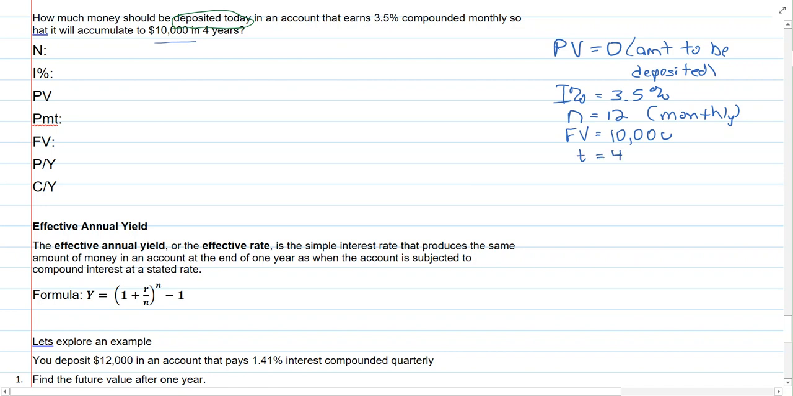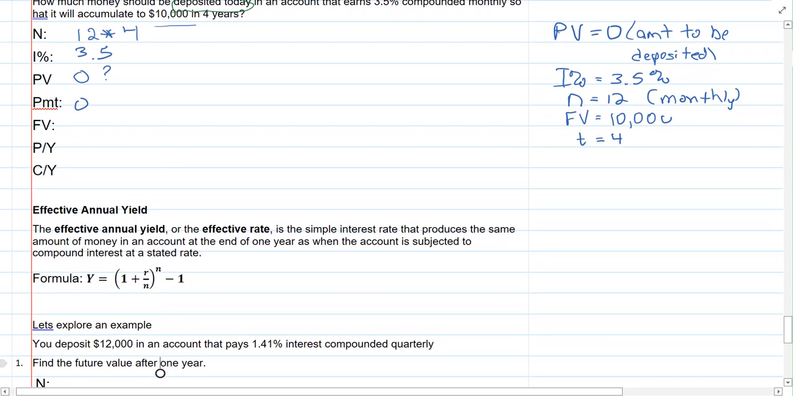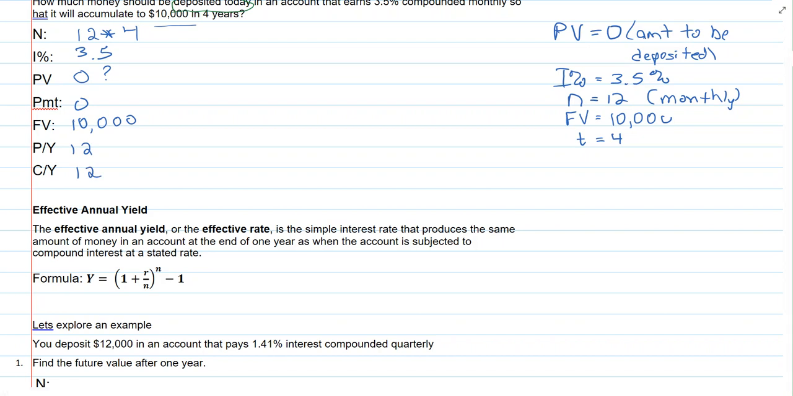All right. So we have what we need for our calculator to calculate. Our N is monthly, 12 times the years, 4. Our I percent is 3.5. We don't change it to a decimal. We're looking for present value, 0 for payment, and we know our desired amount at the end of those 4 years. And that would be $10,000. And our PY and CY are monthly. All right. And of course, we're going to come up here and do the alpha solve.